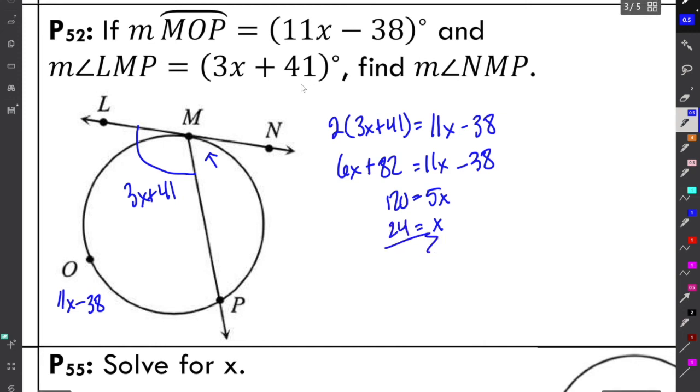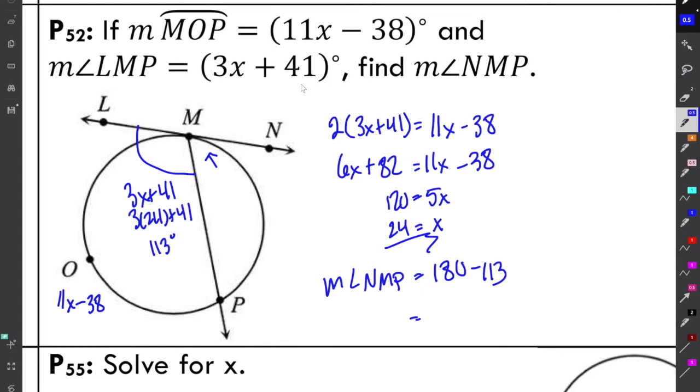So, my goal here is to find LMP, and then once I do that, I subtract from 180 to get NMP. So 3 times 24 plus 41 gives me 113 degrees. So the measure of angle NMP is 180 minus 113, which is 67 degrees.